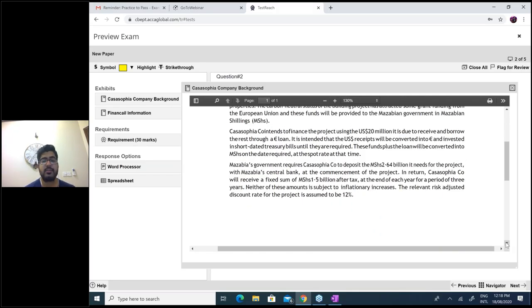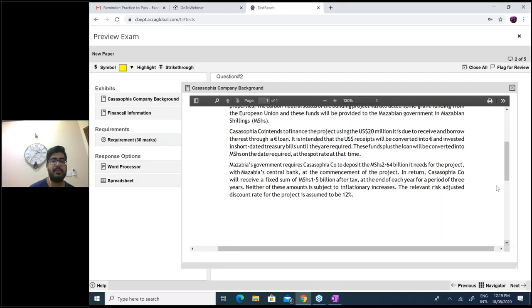Mazabia's government requires Casa Sofia to deposit shillings 2.64 billion it needs for the project with Mazabia Central Bank at the commencement of the project. In return, Casa Sofia will receive the fixed sum of shillings 1.5 billion after tax at the end of each year for a period of 3 years. Neither of these amounts is subject to inflationary increases. The relevant risk-adjusted discount rate is 12%.